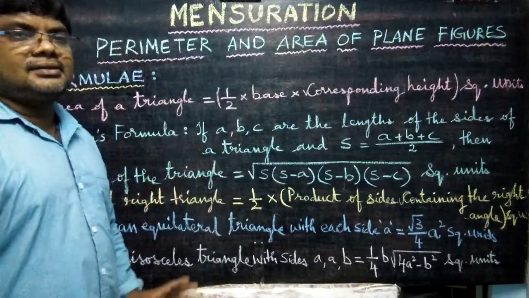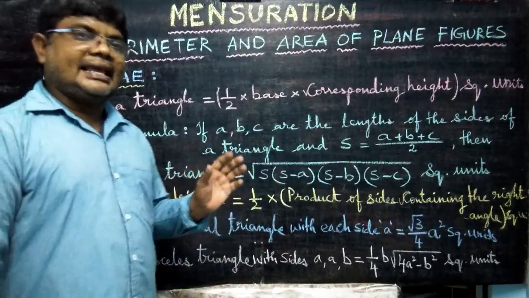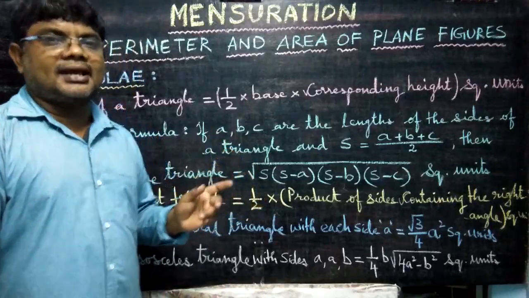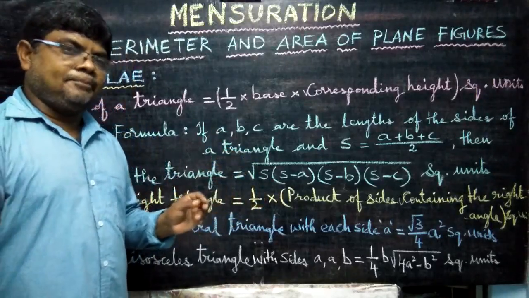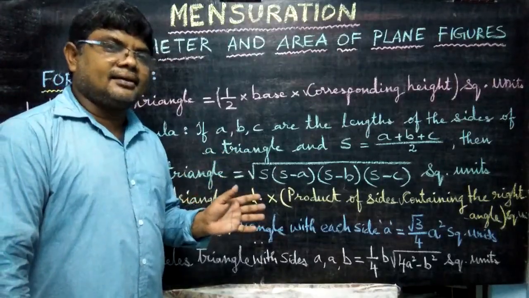According to sides, if all sides are equal, we call it an equilateral triangle. If two sides are equal, we call it an isosceles triangle. If no side is equal, we call it a scalene triangle.